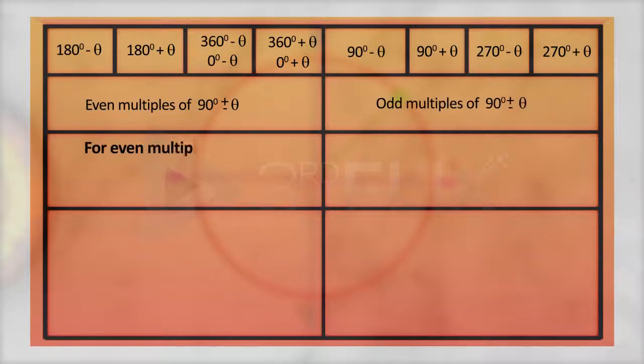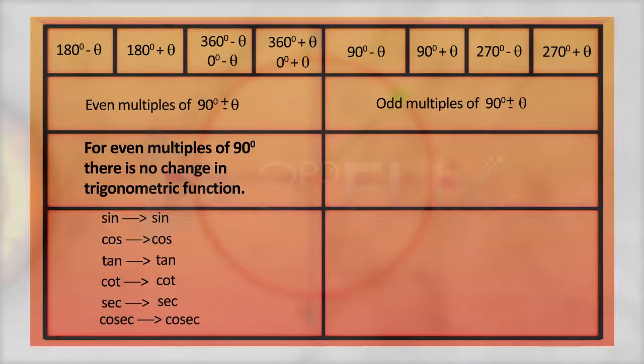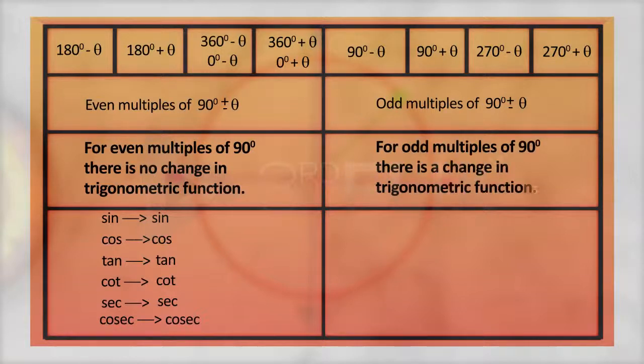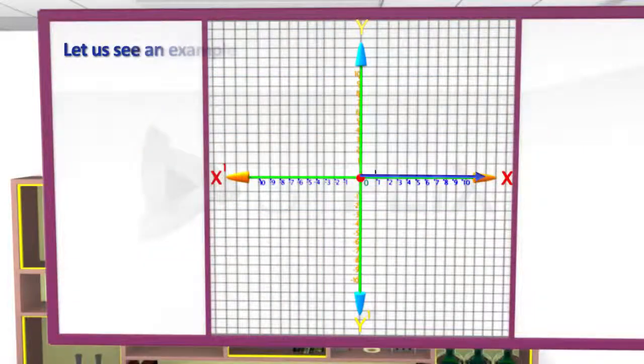For even multiples of 90 degrees, there is no change in trigonometric function, so sine remains as sine, cos remains as cos, tan remains as tan, cot remains as cot, secant remains as secant, cosecant remains as cosecant. For odd multiples of 90 degrees, there is a change in trigonometric function. Sine changes to cos, cos changes to sine, tan changes to cot, cot changes to tan, secant changes to cosecant, cosecant changes to secant. Let us look at an example.